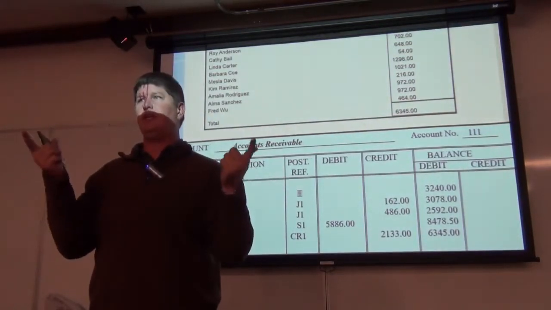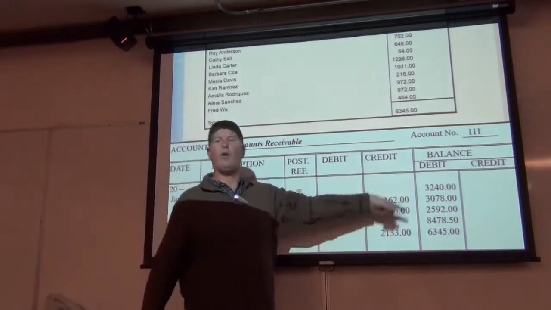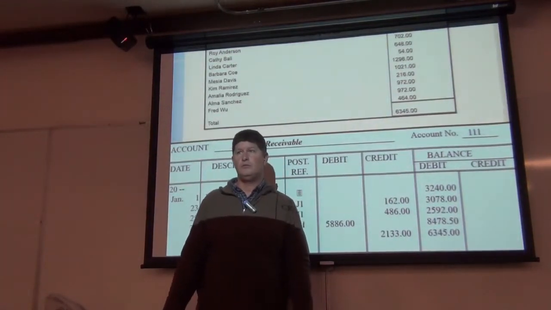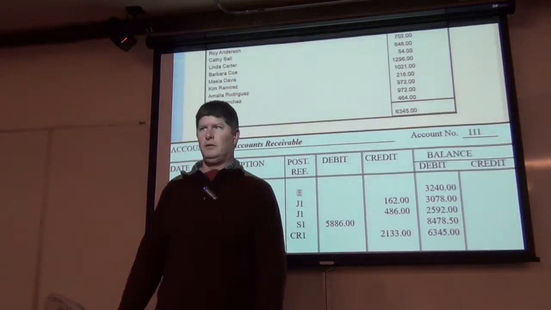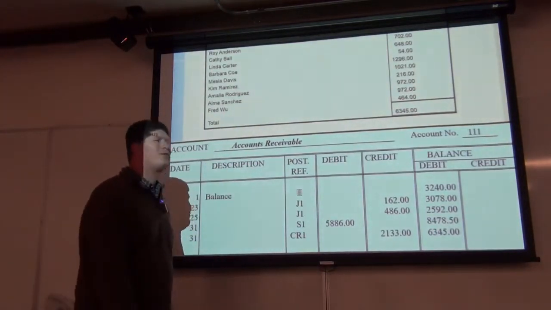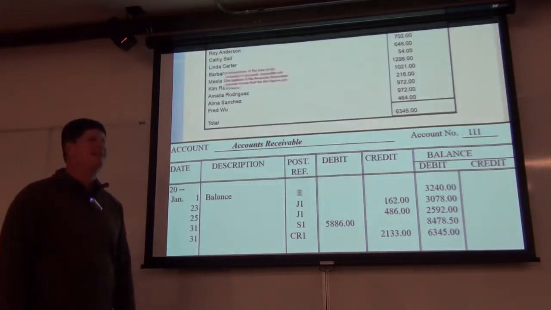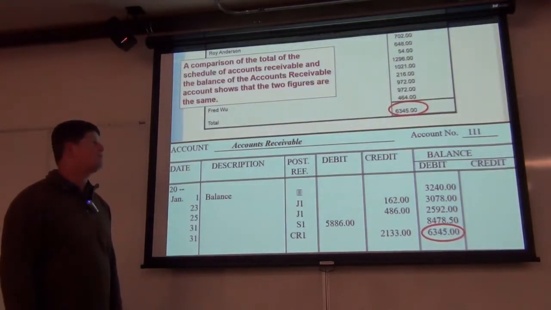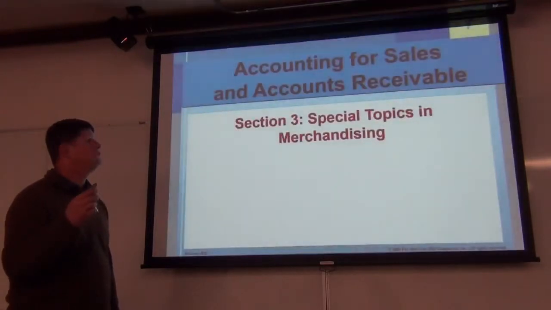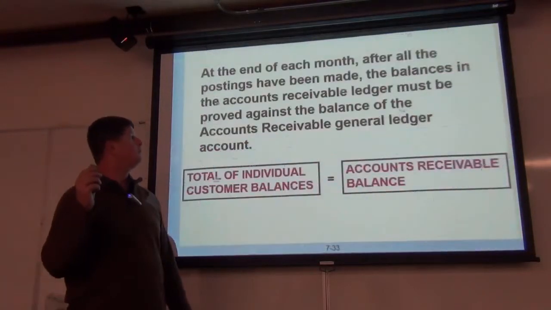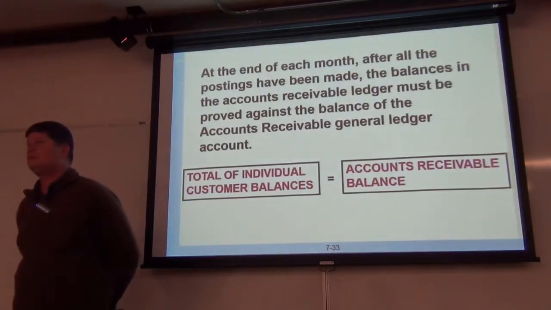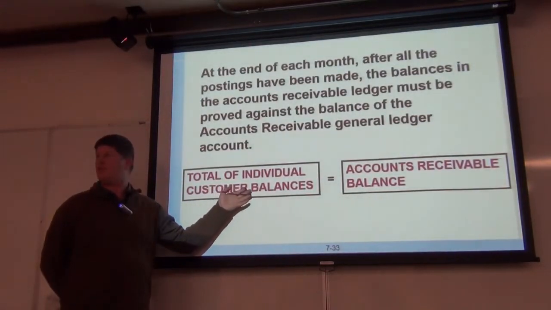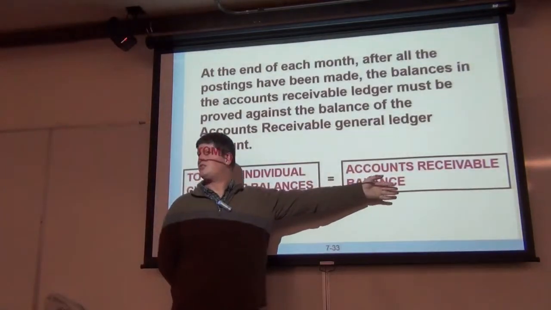Must do that. If they don't, you have a problem. You have to go find out why not and where the mistake is. Good? Don't make a mistake. It's not fun to find. Questions on that? Good. So we want to make sure that the individual cards add up to match the control account.